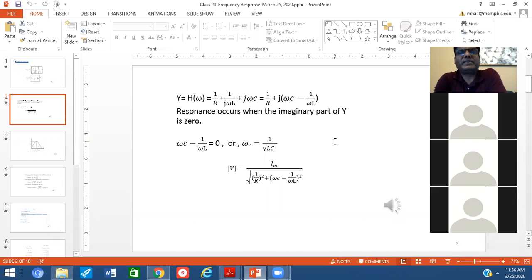Now the condition for the parallel resonance is that the imaginary part of that admittance, or transfer function, should be 0.